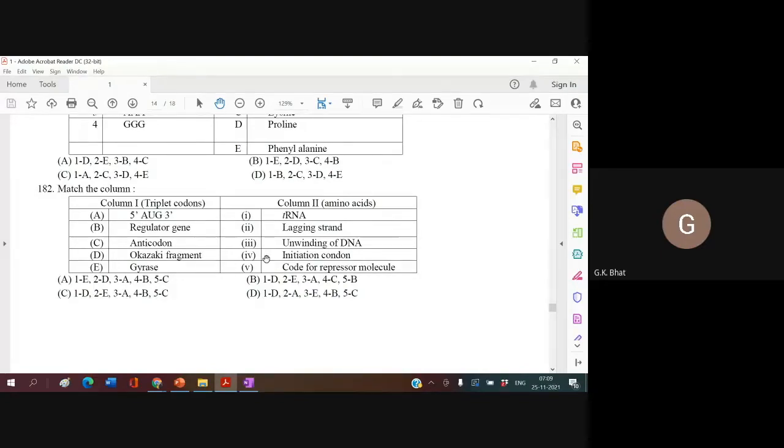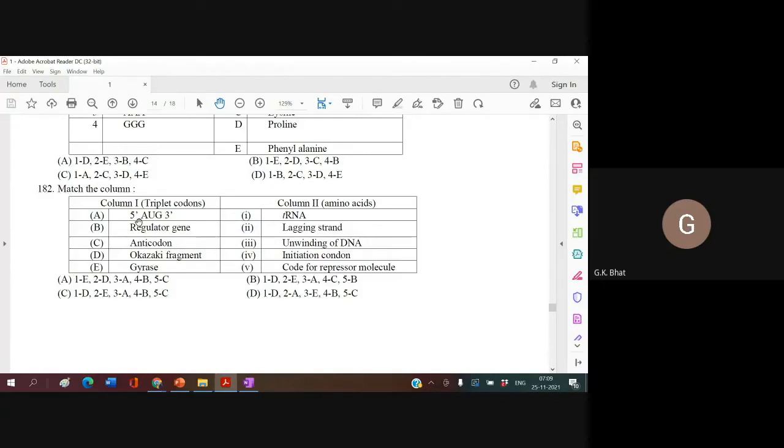That is 4, lagging strand. Is it that you said C? Who said C? Kavita. Is it correct? Does it perfectly match, or is there a mistake? Wait, sir, I'll check. The numbering is a bit different. You don't see this number.